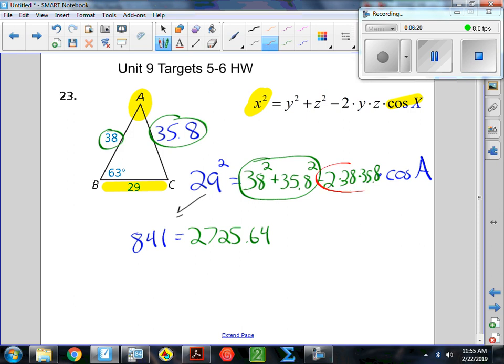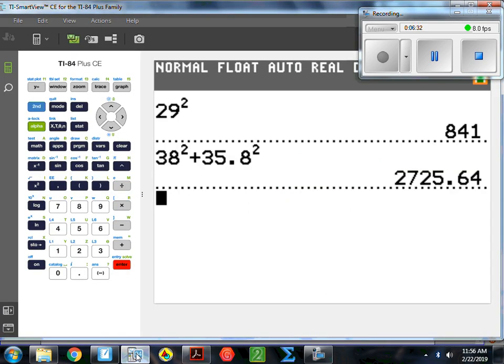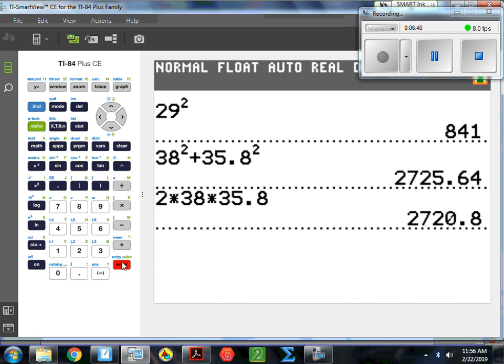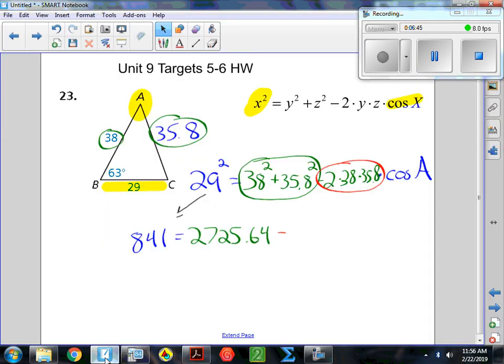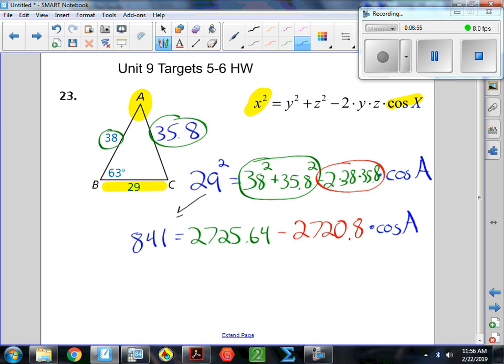And then I always keep this part separated because it's subtracting a bunch of things that are being multiplied together. It's going to be negative because of the negative, and I need to do 2 times those other two numbers. So 2 times 38 times 35.8 is 2720.8, and then that's being multiplied by the cosine of angle A.